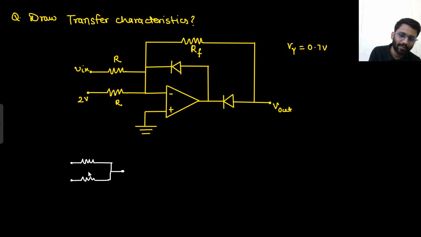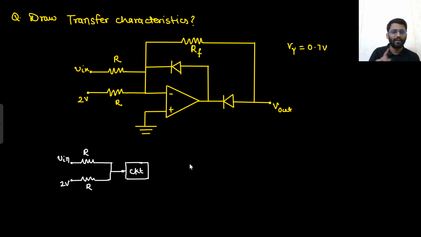For the ease of calculation, I am going to do this. This is R, this is R, this is V in, this is 2 volt. And then there is this further circuit connected. I can write this is a circuit. What am I going to do with this? I am going to apply the superposition theorem. So how can I replace it? What will be the potential of this node?